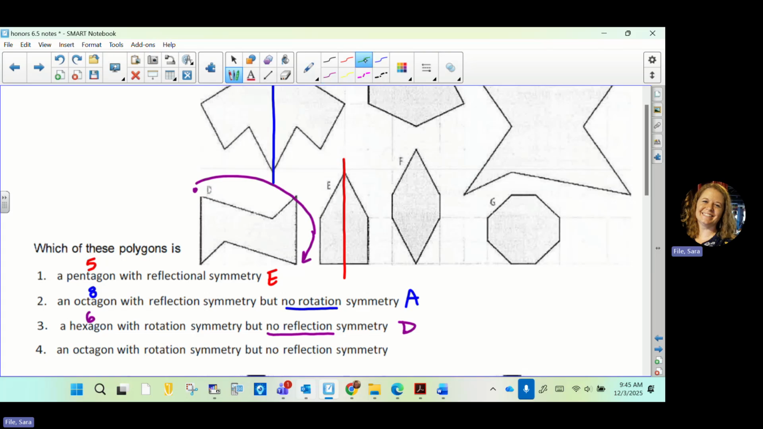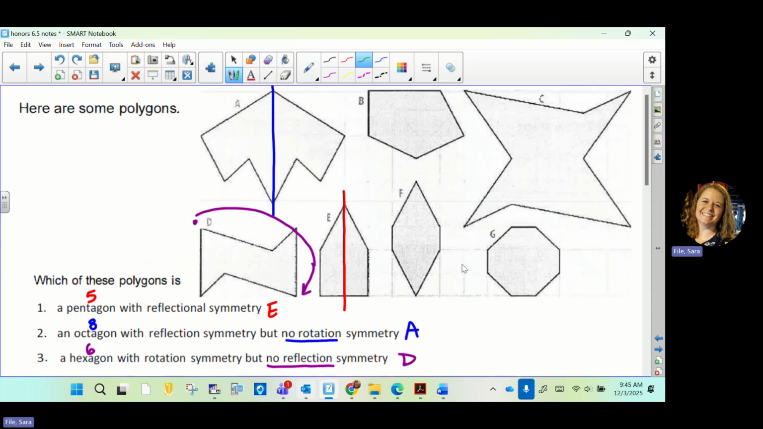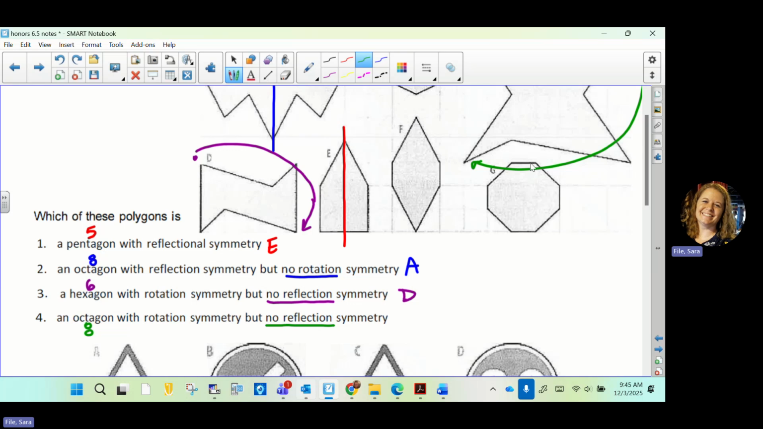All right, last but not least, an octagon. So that's 8 again. So an octagon with no reflectional, but yes, rotational. C. Good. This is 8-sided. And again, this is another one. I could rotate it 180 and it would look the same, but there's no line of symmetry. I can't reflect it anywhere.